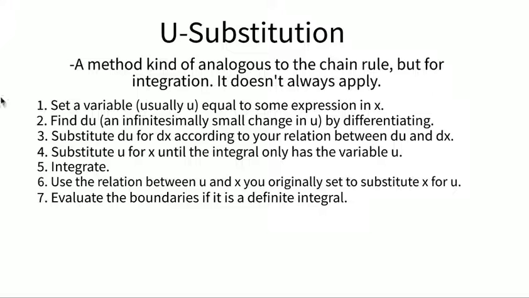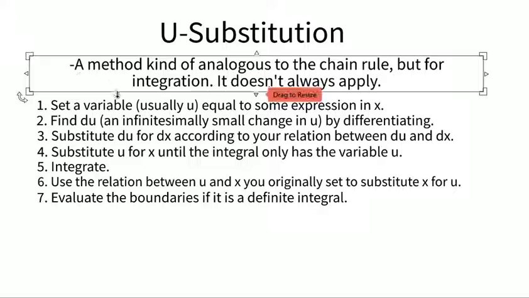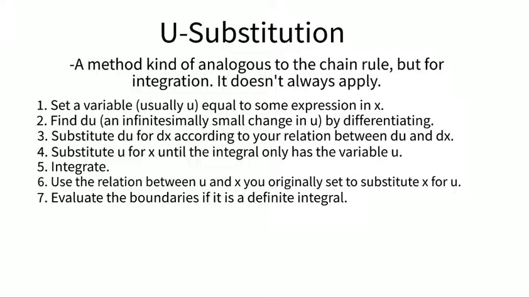First, set a variable, usually u, equal to some expression in x, but the variable could be anything. It's just that x and y and z are usually taken by other things, so we use u. Then, once you set u to some expression in x, find du, which is an infinitesimally small change in u, by differentiating. Once you find du and how it connects to dx, substitute du for dx according to your relation. So now your original integral has du instead of dx.